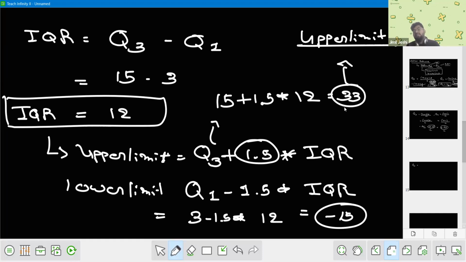Let's say 35 is there in your data. You can call it an outlier. You don't require the outlier in your data because it's a unique value compared to the existing data points. So you can remove that value. Similarly, you will find the lower limit with the help of Q1 minus 1.5 into the IQR. If there is any value less than minus 15, let's say minus 16 or minus 17, you are going to remove those particular values from your data. Got it?